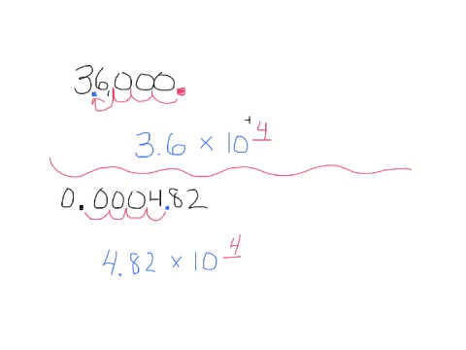Actually, I'm going to change that from before to be less than 1 and greater than 1. In this case, since I'm dealing with a value less than 1, the exponent is going to end up being a negative value. So that's where my answer will end up. It's going to be 4.82 times 10 to the negative 4th.